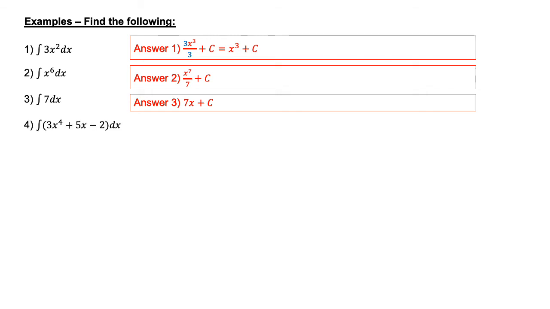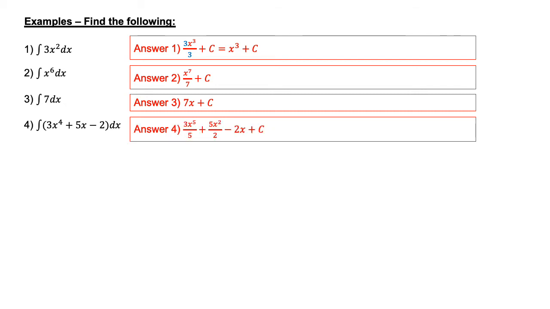Any expression with multiple terms, you just treat each term separately. So 3x to the 4 plus 5x minus 2 becomes this. So add 1 to the power. So 3 is not obviously a multiple of 5, so you've got 3/5 x to the 5. Same with the 5x. That becomes 5x squared over 2. And then the minus 2 becomes minus 2x. Add c.